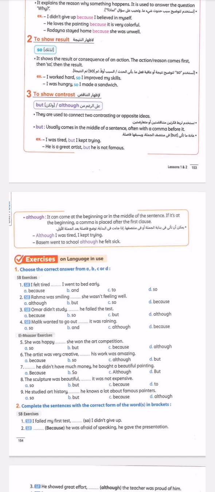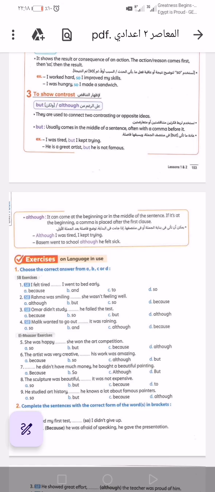The last connector we have is but. But usually is used to connect two contrasting or two opposite sentences or ideas or actions. When I say I was tired, but I kept trying. I was tired is the first action I did. The second action, I kept trying. There is a relationship between these two actions. The relation is contrast or opposite. I was tired is opposite, or a contrast, to I kept trying.